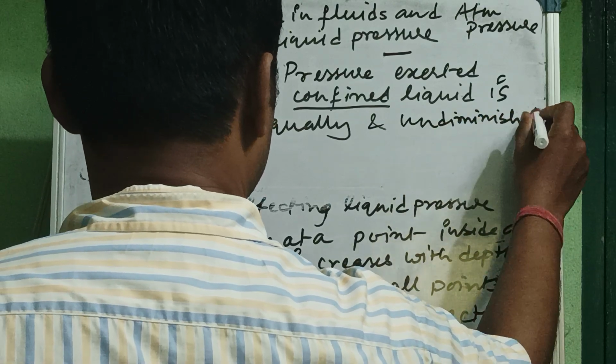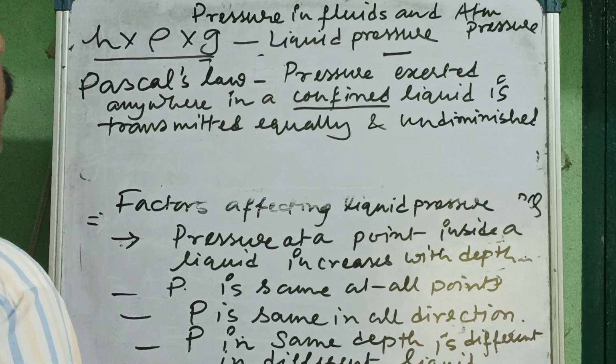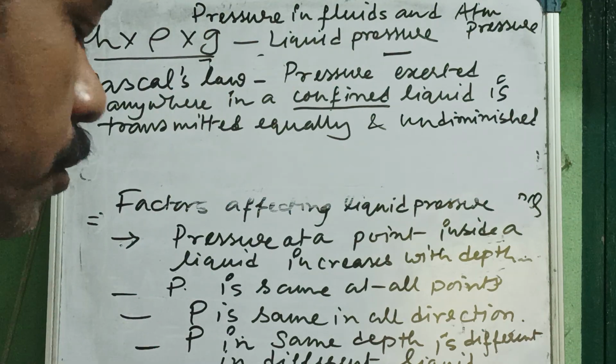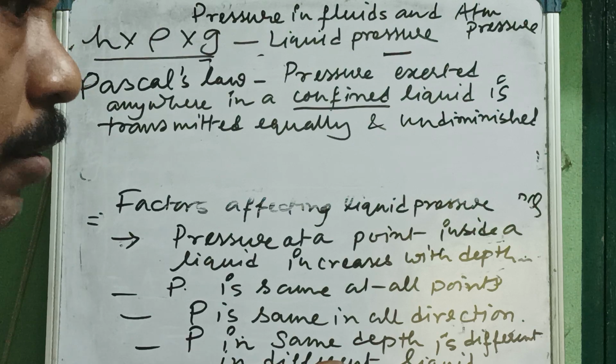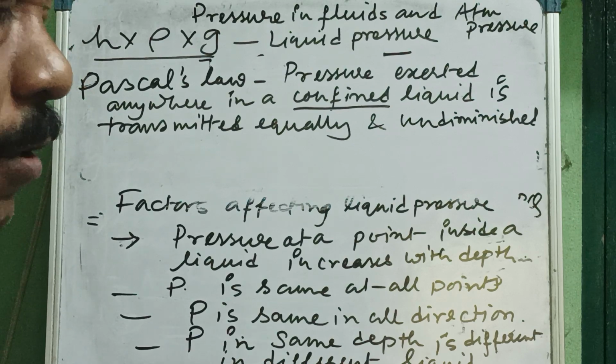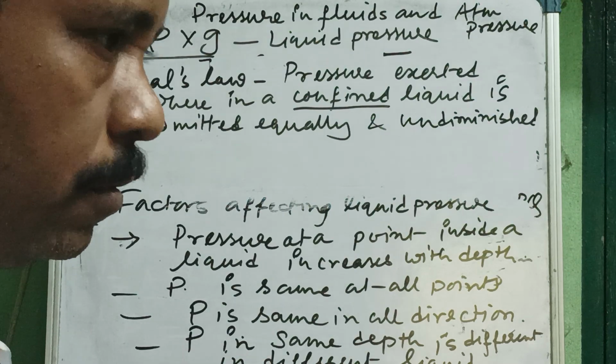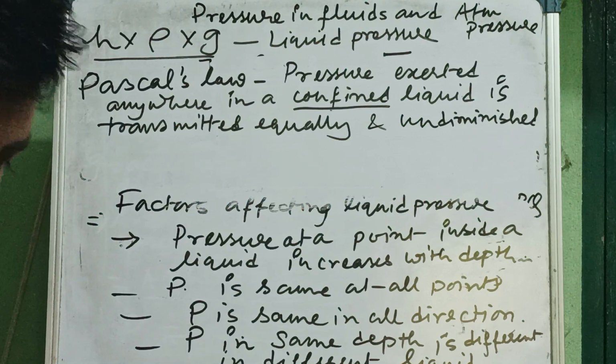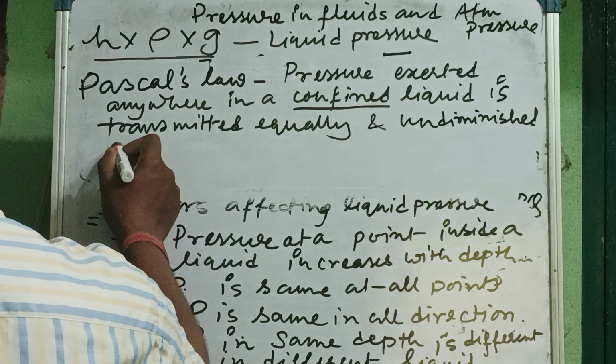That is, the pressure is not unequally distributed, where at some points the pressure is maximum and at some points the pressure is minimum. That's not so. The pressure is undiminished in all directions throughout the liquid.